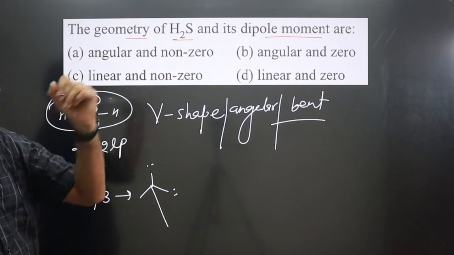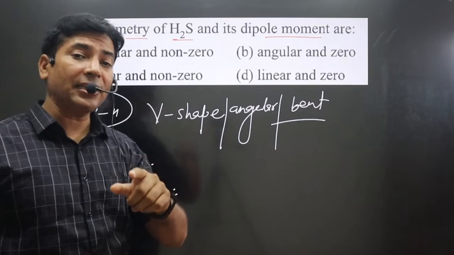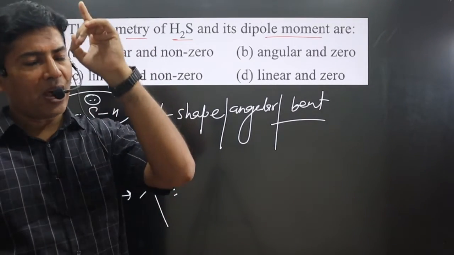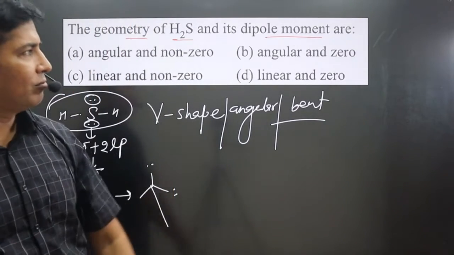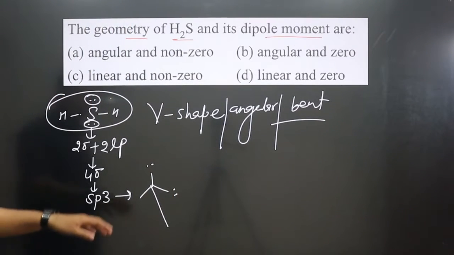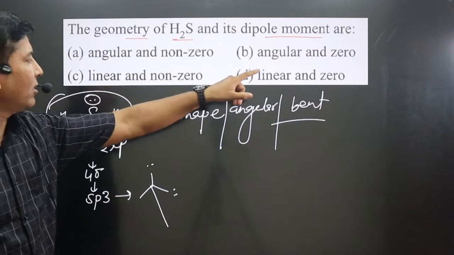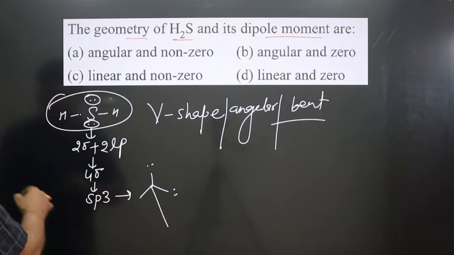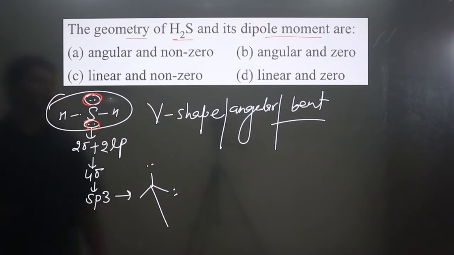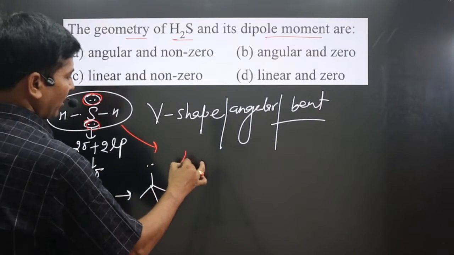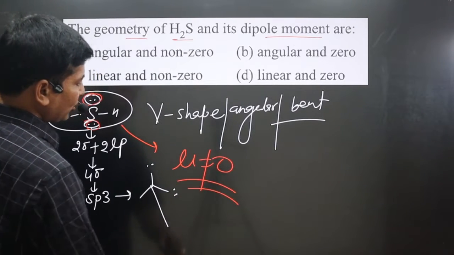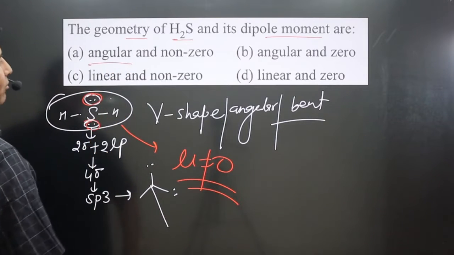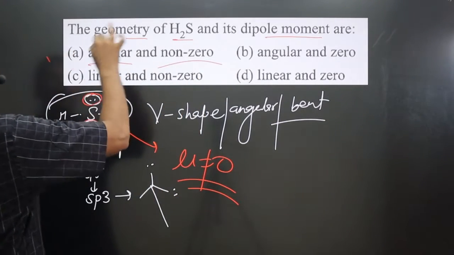And one more thing, when we talk about dipole moment, if the central element is having lone pair, its dipole moment will always be non-zero. So you can see it is having angular, angular, angular. So we eliminate these 3 and D options, and go for the non-zero, because the central element is having lone pair. So its dipole moment will always be non-zero. It will always be polar by nature. Geometry angular, dipole moment non-zero, option A is correct.